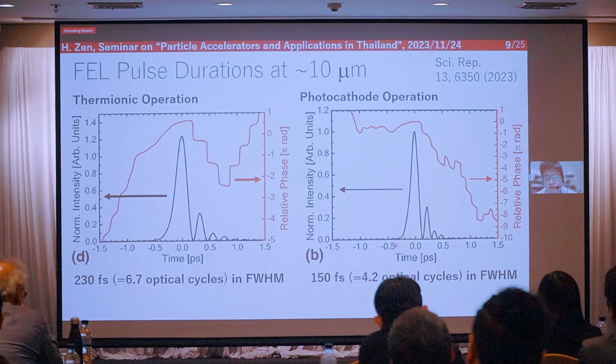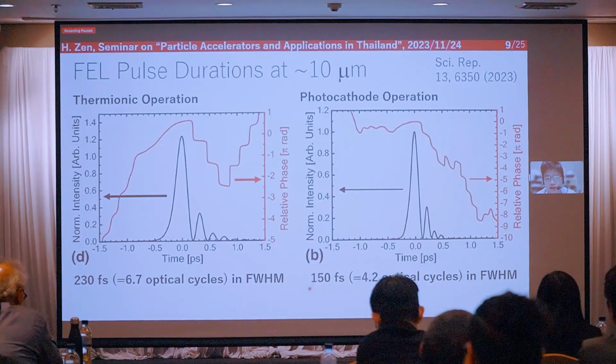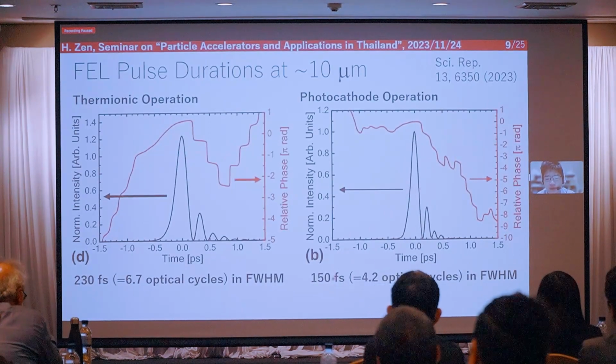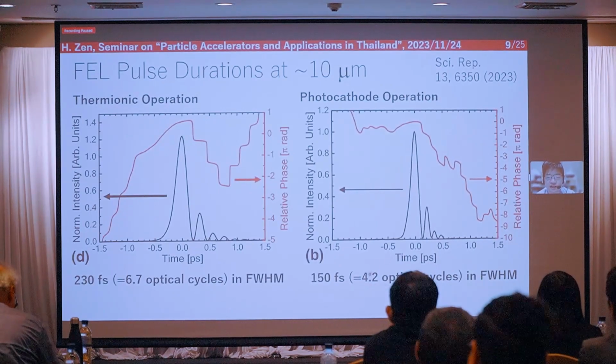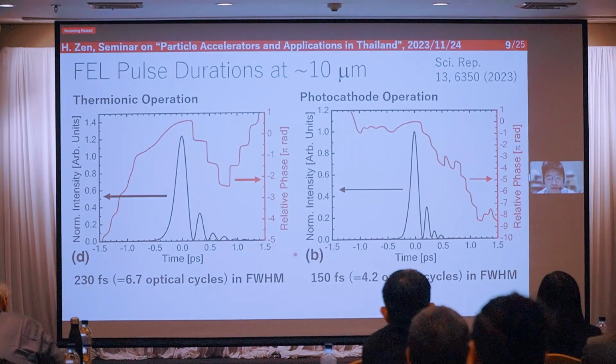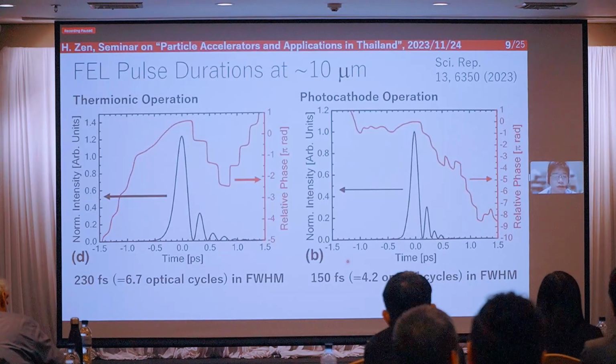And also, in photocathode operation, we can have even shorter pulse duration. It is 150 femtoseconds in full width half maximum, and it corresponds to 4.2 optical cycles in this wavelength. So, as Sakon-san mentioned, we can use a very short pulse duration in the case of the FEL. Sub-picosecond or femtosecond pulses can be obtained.